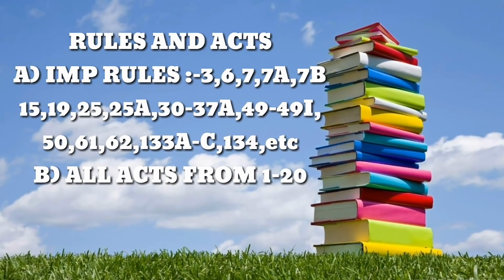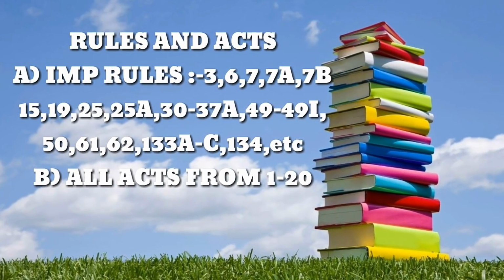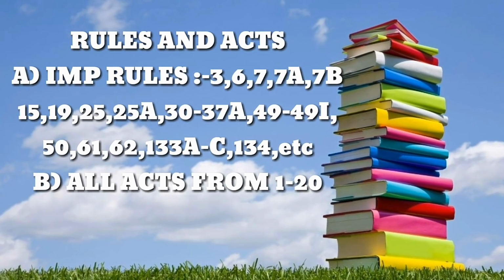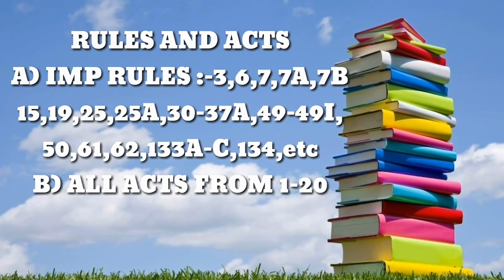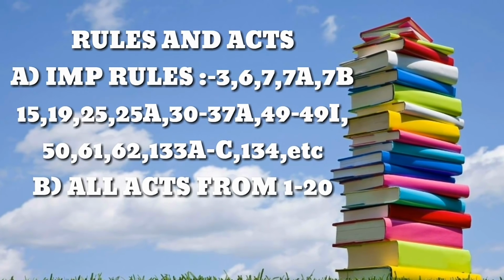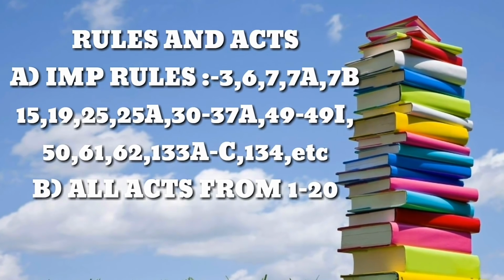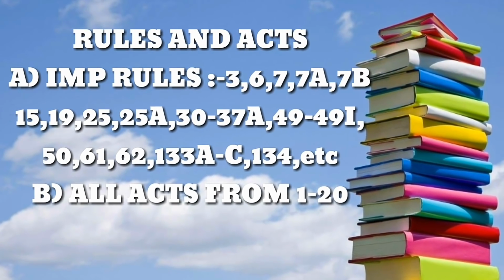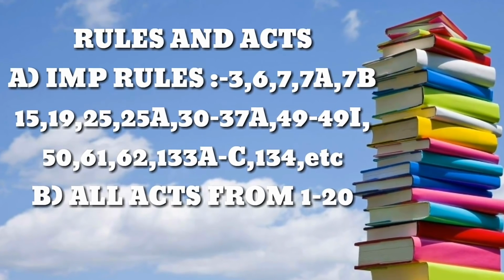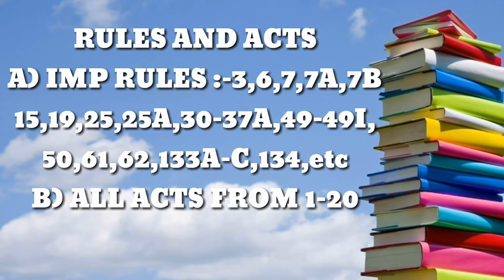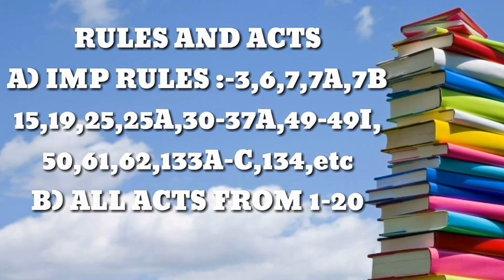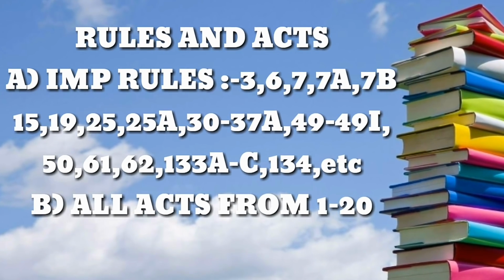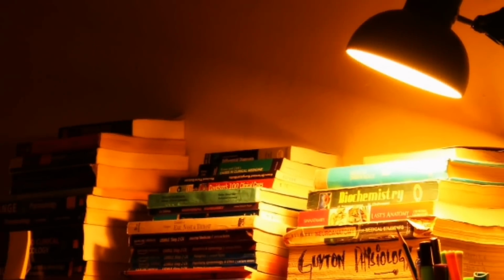Coming to the rules and acts of DGCA, they can definitely ask 3 to 4 questions on this topic. The important rules are 3, 6, 7, sub-rule 7, 15, 19, 25, 25A, 30 to 37A, 49 to 49I, 50, 61, 62, 133A to C, and 134, and all acts from 1 to 20. But if you have good remembering ability, then remember all of them. God knows DGCA can ask anything.